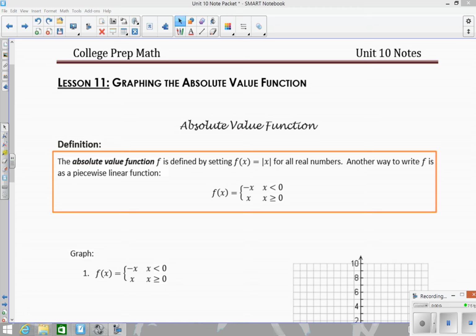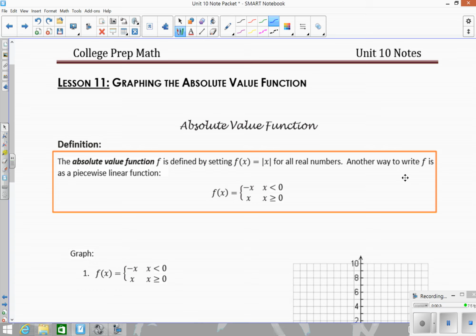Lesson 11, we're going to look at the absolute value function and its graph. So first of all, we have this definition of the absolute value function. The absolute value function f is defined by setting f of x equal to the absolute value of x for all real numbers. Another way to write f is as a piecewise linear function.